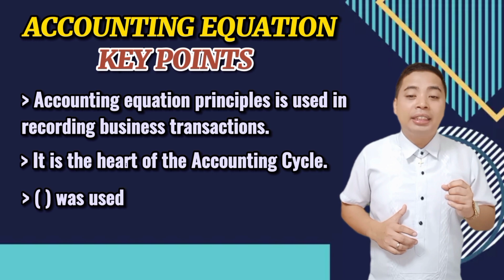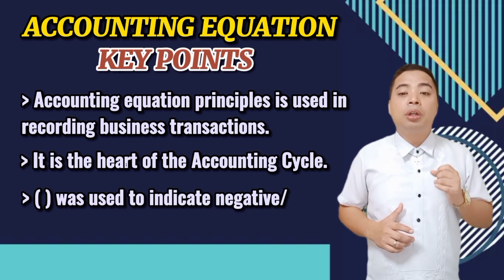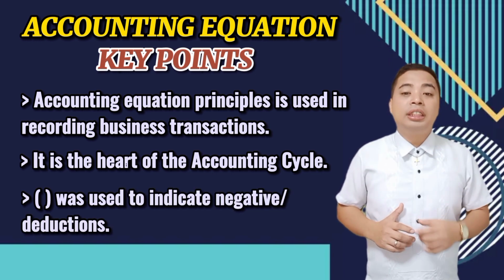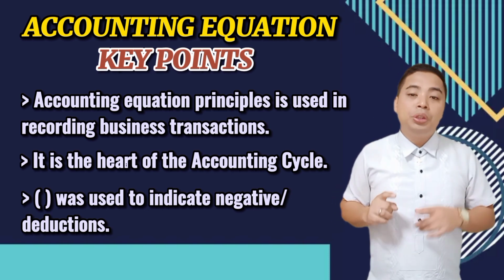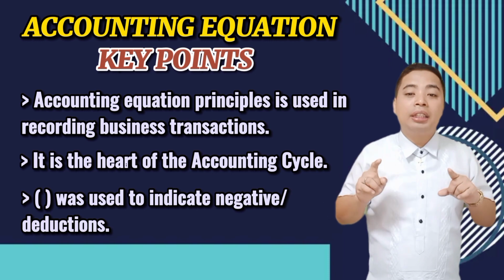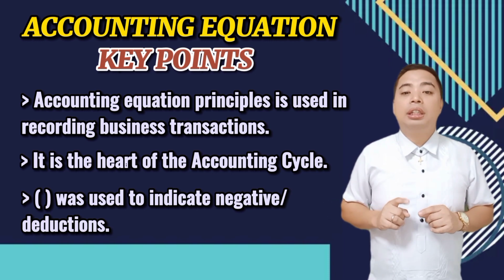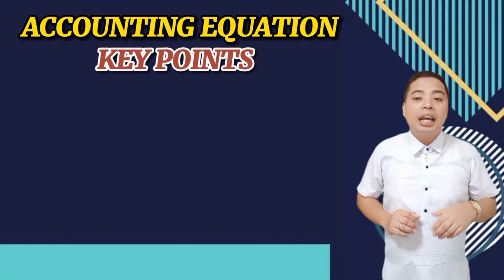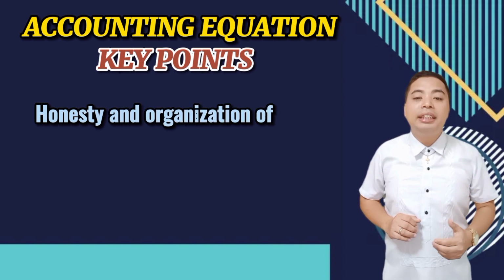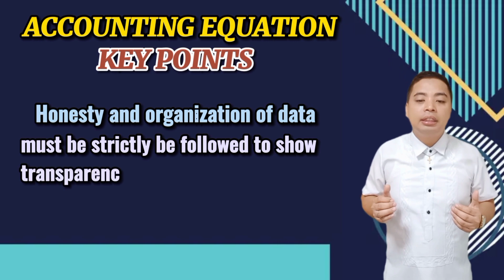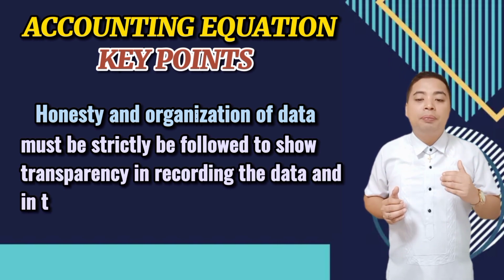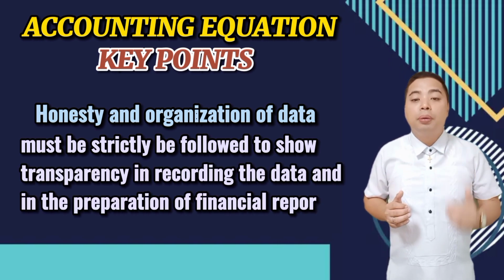And lastly, open and close parentheses are used to indicate negative or deductions. So in accounting, it is rare to use the negative sign. We use the open and close parentheses to show negative or deductions. Okay, lastly, the accounting equation key point is that honesty and organization of data must be strictly followed to show transparency in recording the data and in preparation of financial reports.